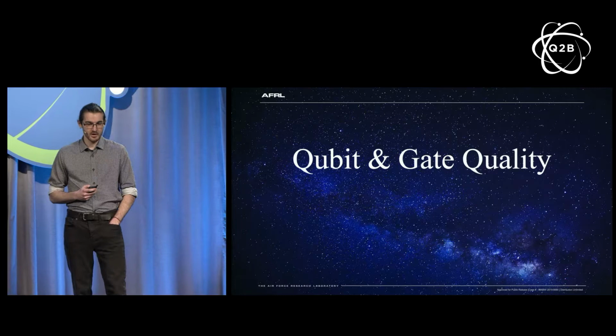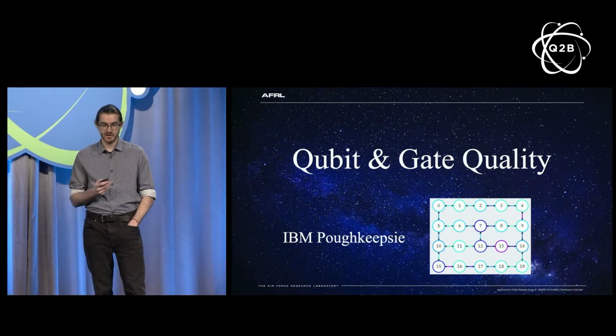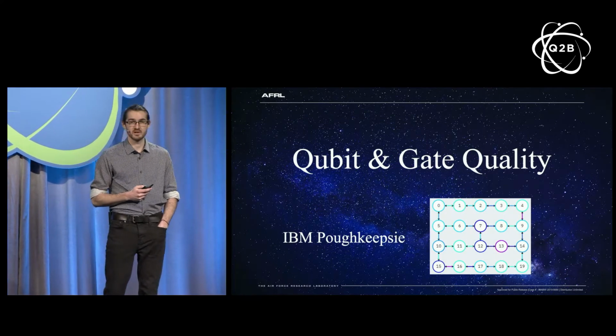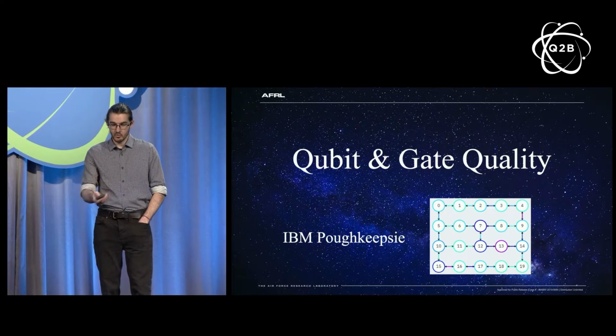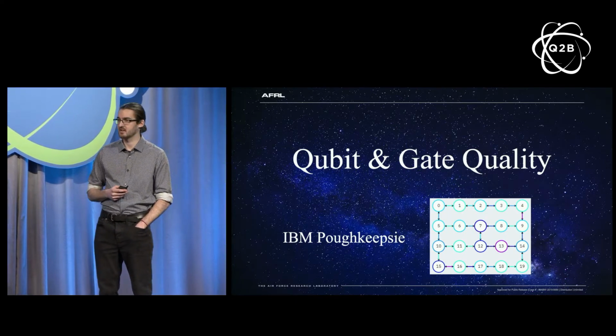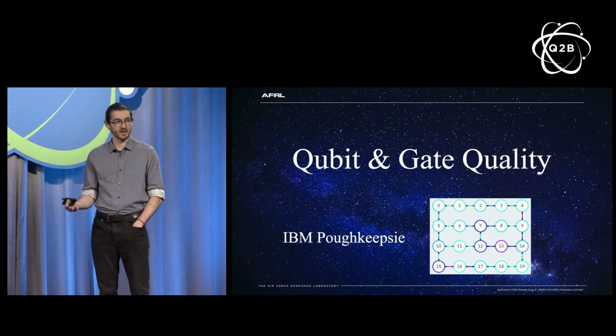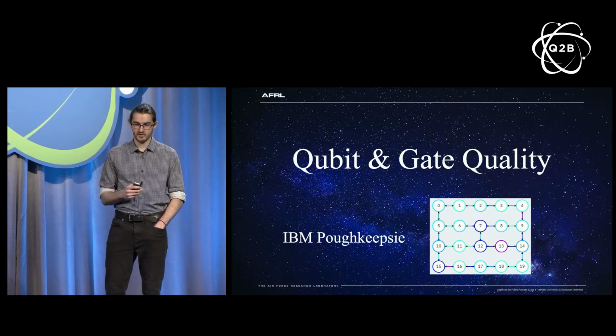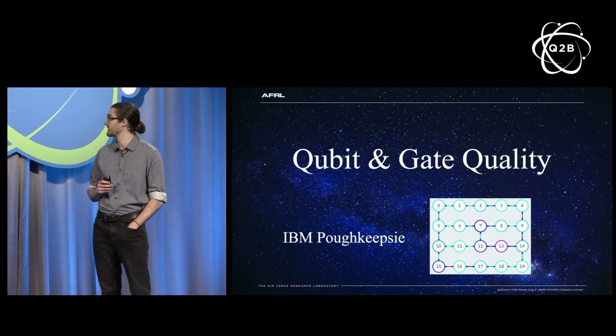All right, kicking things off, here's Poughkeepsie. It is a 20-qubit chip. What you see here are the colors and the lines indicating the connectivity, which is a big issue in this talk. And the colors indicate the noisiness of these qubits.